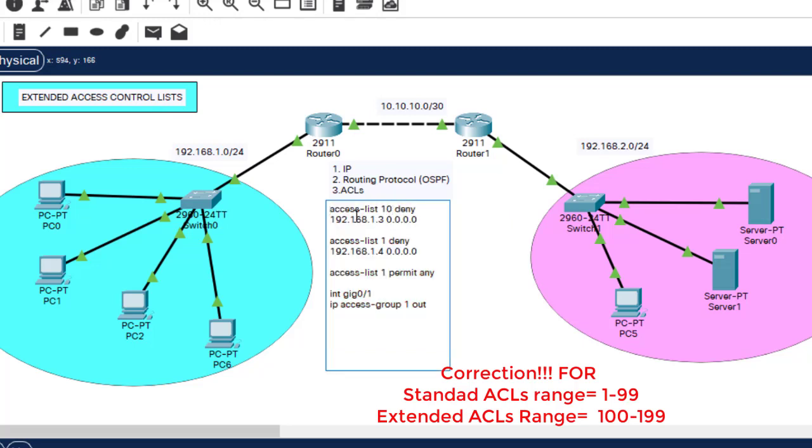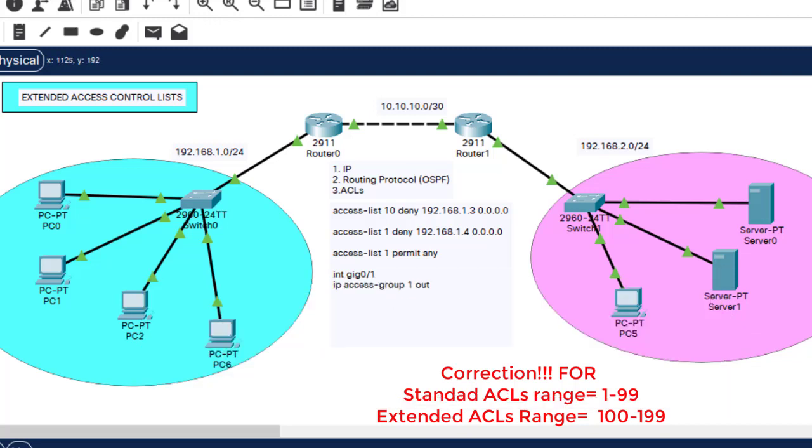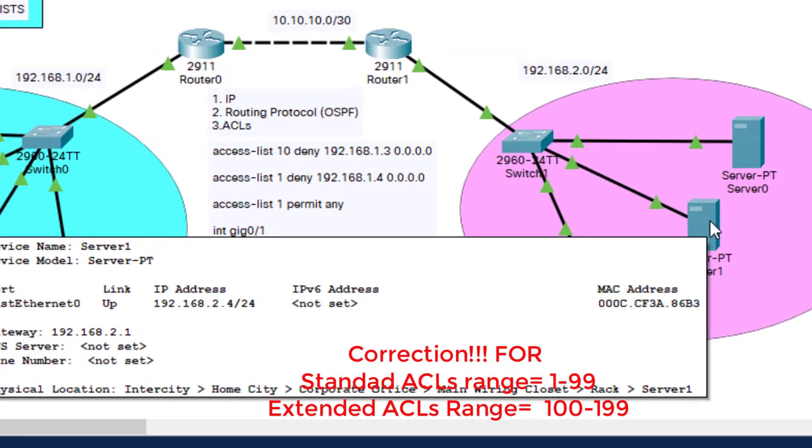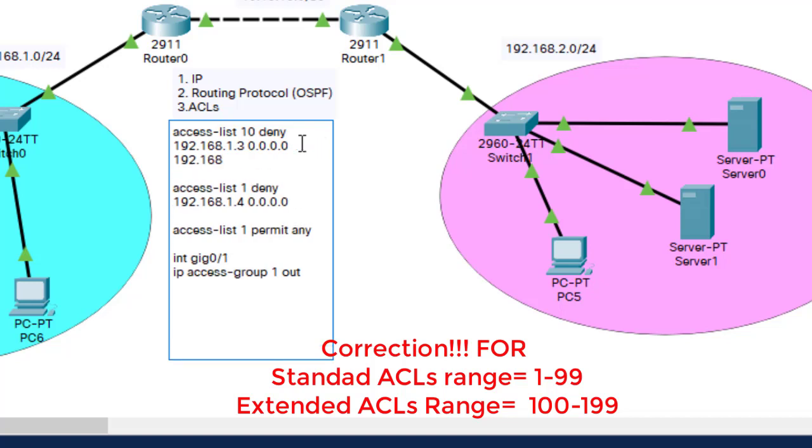We said it filters traffic based on the source and destination IP address. So let's say this is the source, with the subnet mask, and we don't want this source to access a destination, let's say server 1. Server 1 is 2.4, as you can see here. So we don't want a source of 192.168.1.3 with this subnet to access a destination address of 192.168.2.4, with the subnet mask of 0.0.0.0, meaning this subnet mask will match this IP address.